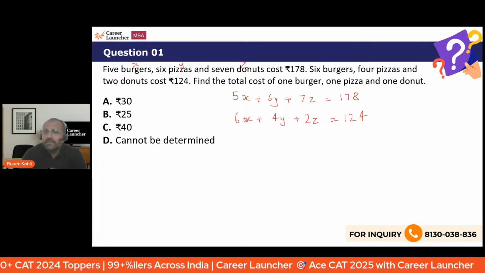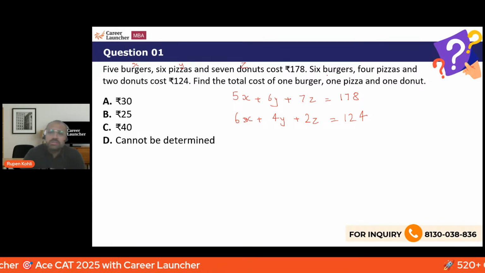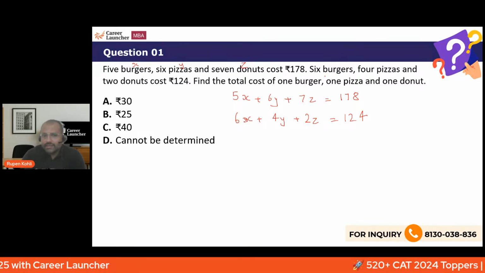What I always take care of is whether I am seeing the parameters in the same order, right? Sometimes they do this flip flop thing. They'll give you the first statement like this and the second statement like 6 burgers, 4 donuts, and 2 pizzas. Then you might make the mistake, right? Okay, so these are the two equations.